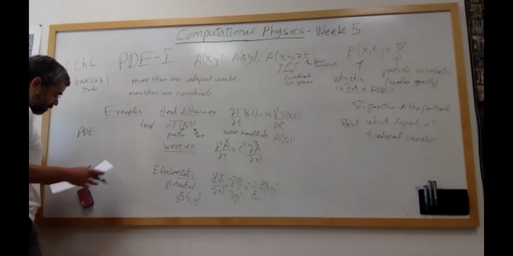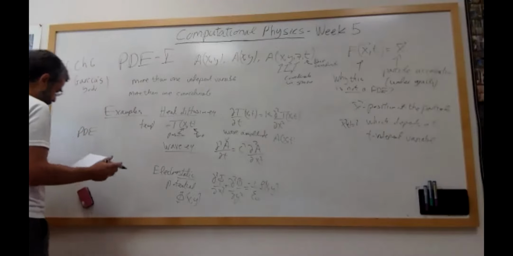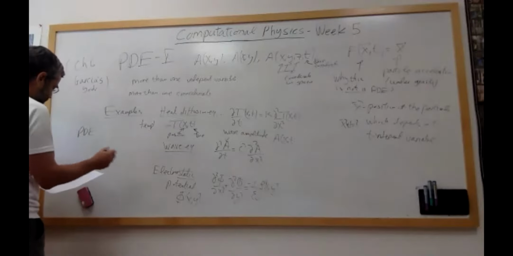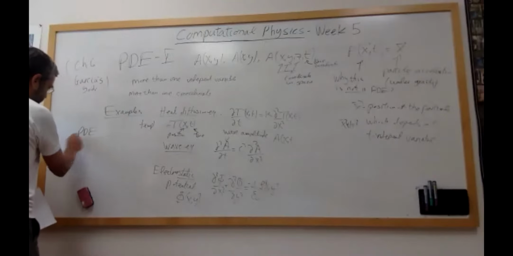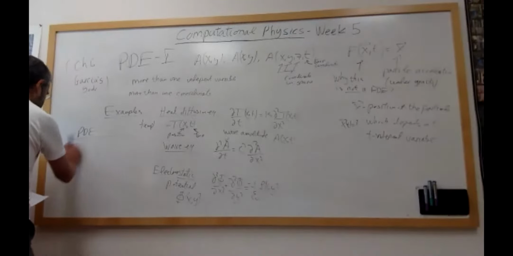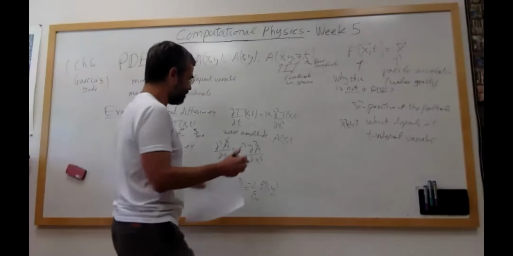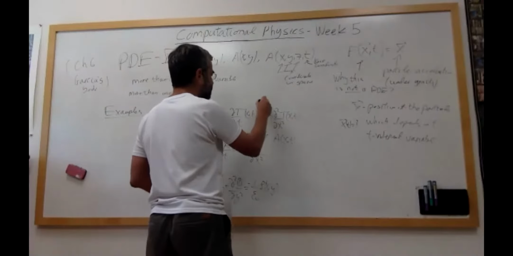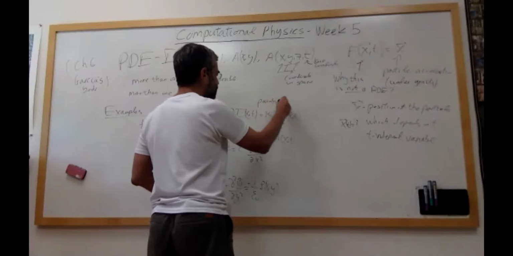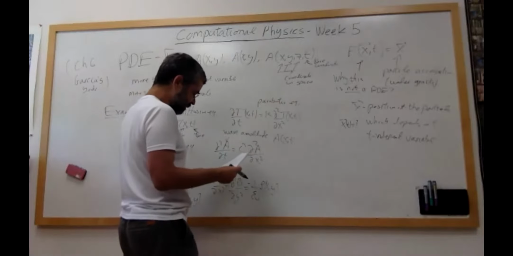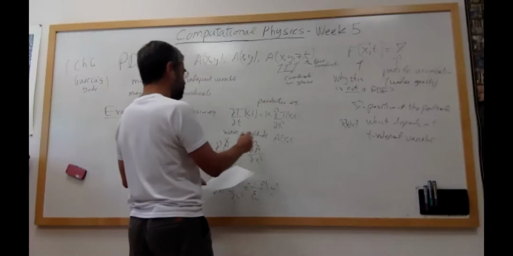PDEs are named either hyperbolic or parabolic or elliptic, based on the form in which we write a general PDE. Never mind, you can remind yourself. This is classified as a parabolic equation, depending on the coefficients.